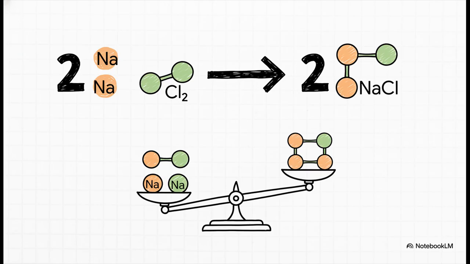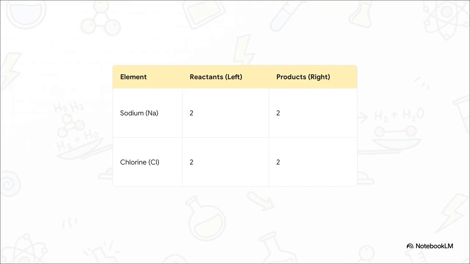To get 2 chlorines on the right side, we put a big 2 in front of NaCl. Perfect. But wait, that also gives us 2 sodiums on the right. No big deal. We just go back to the left side and put a 2 in front of the Na. Now, let's see where we're at. And voila! Look at that.